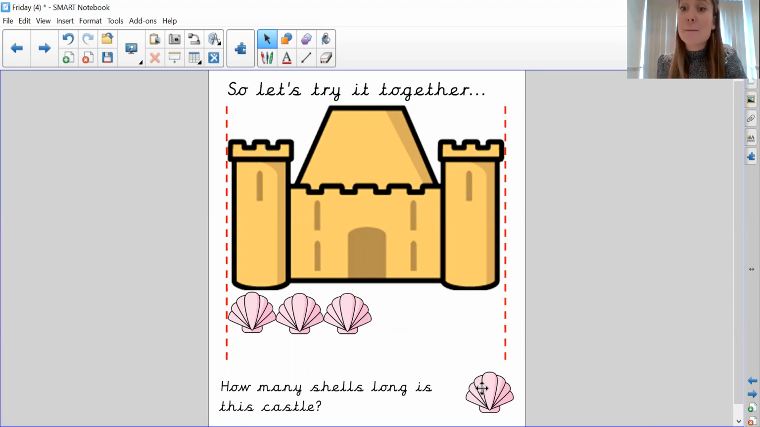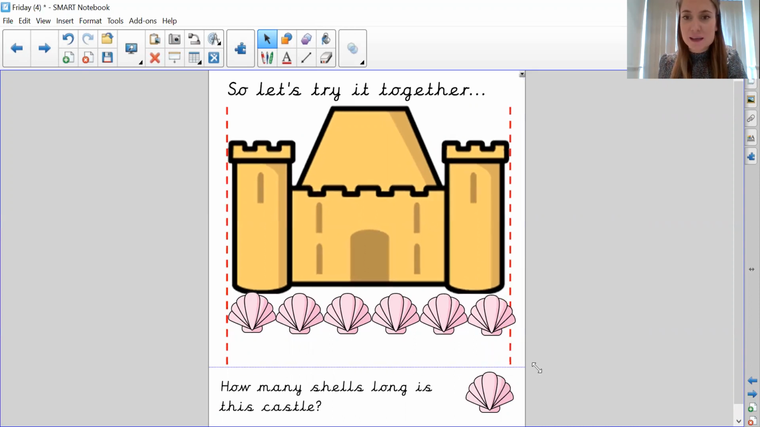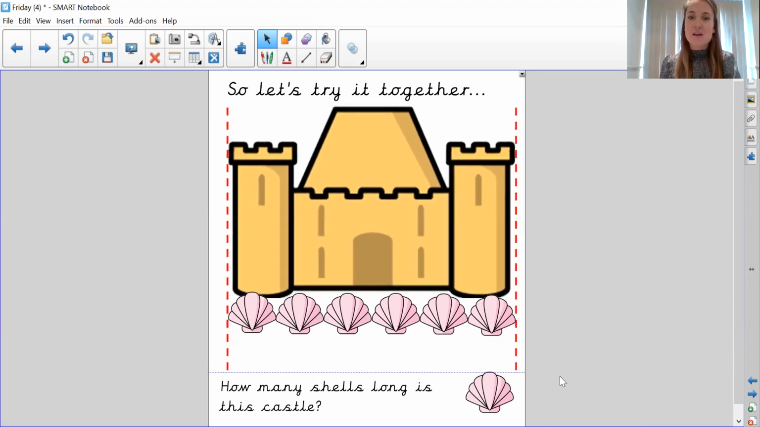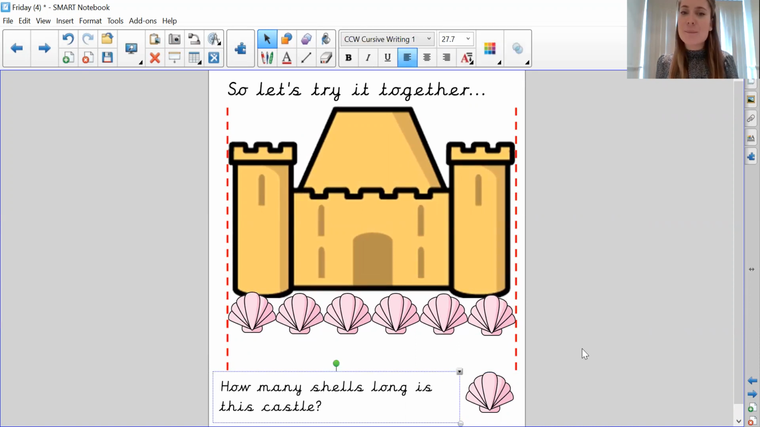I've got 3, 4, 5, 6, just a little bit bigger. Let's just make it a little bit bigger. There we go. Okay, so how many shells long is this castle? Can you tell me in a full sentence? The castle is 6 shells long.